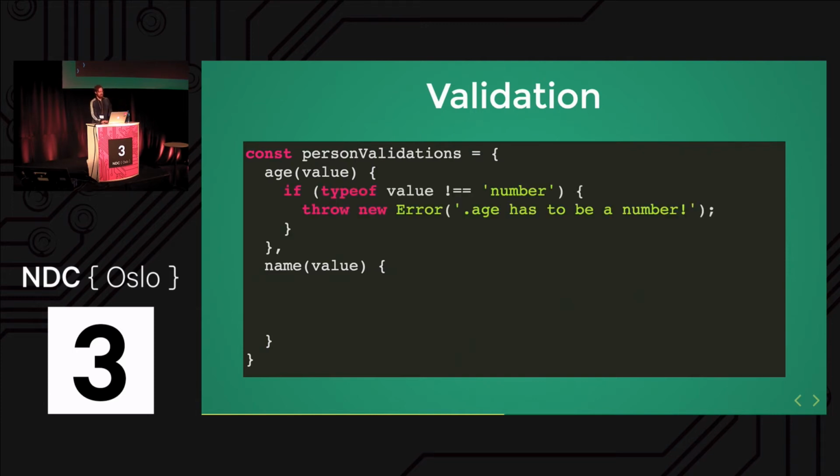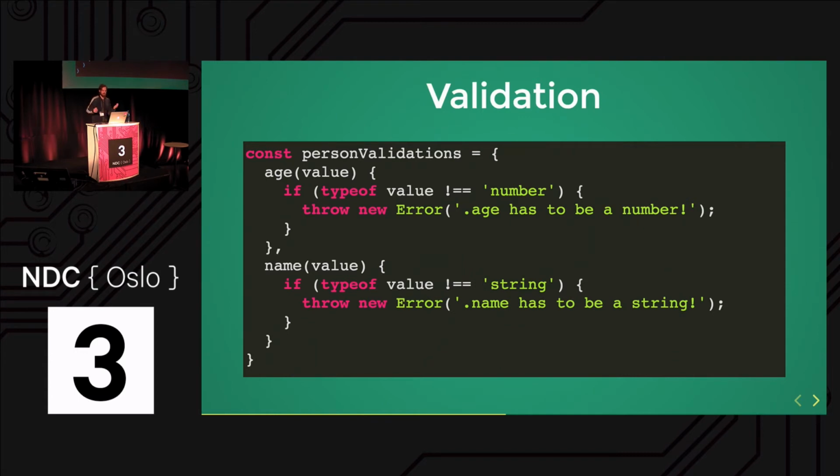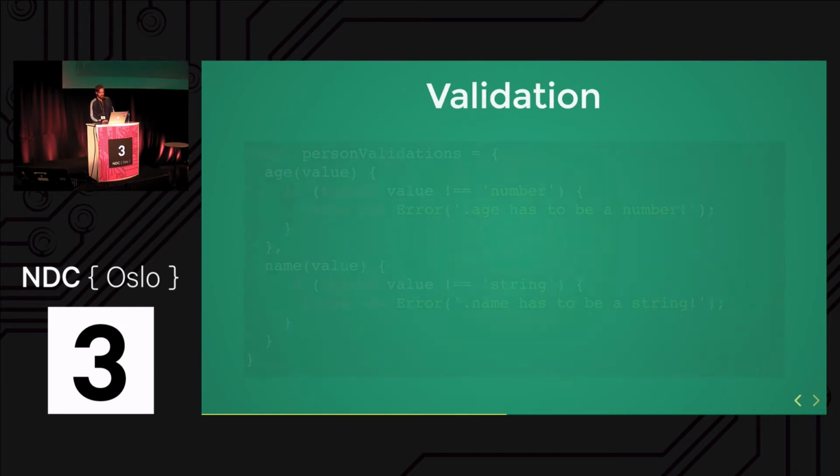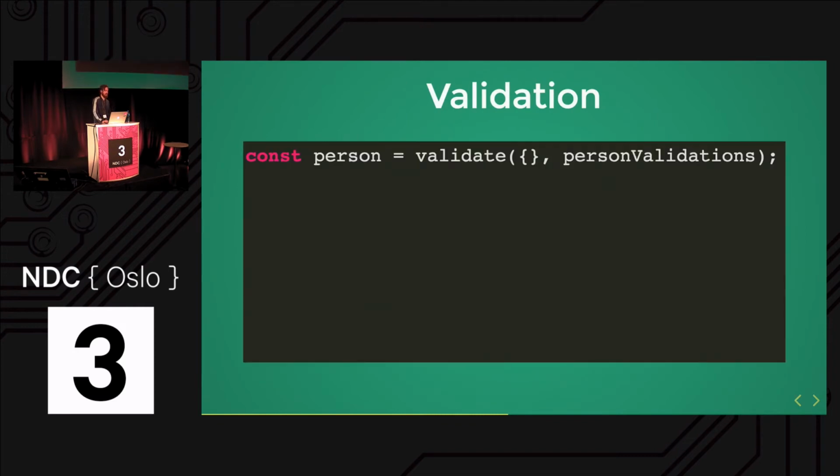And for the age, we'll just check if there's a number. Otherwise, we'll just throw an error. And for name, we'll just assume that this is supposed to be a string. Otherwise, we'll throw an error. So with this, we could now have dynamic validation of objects.